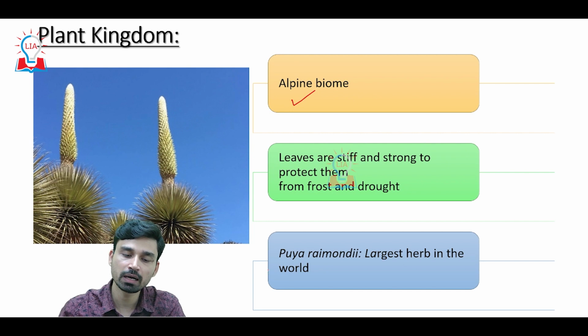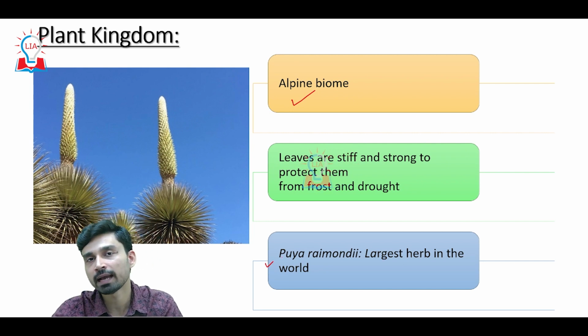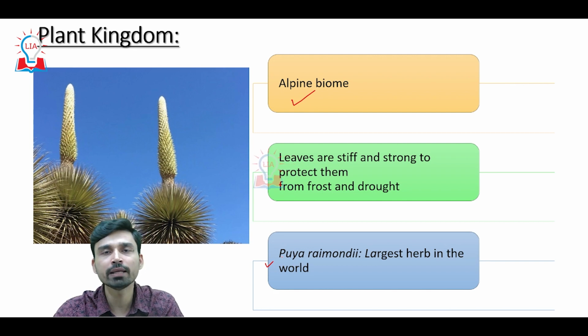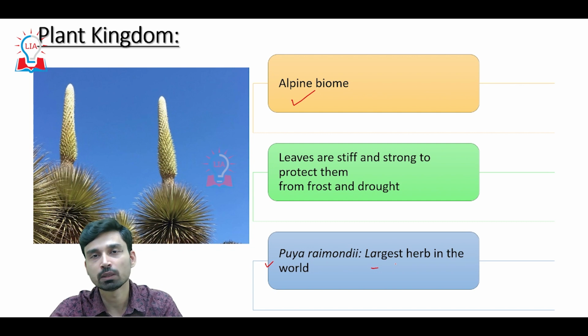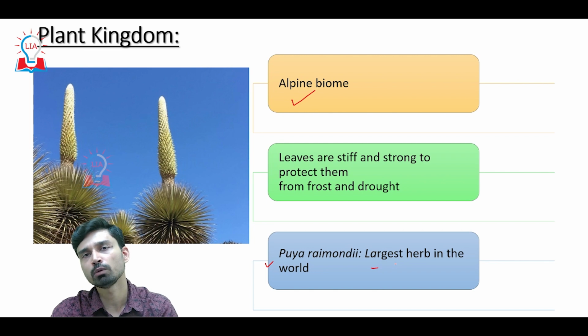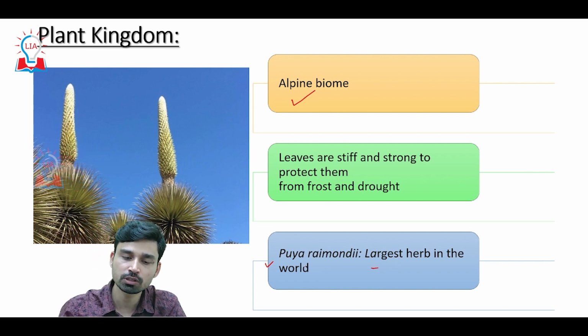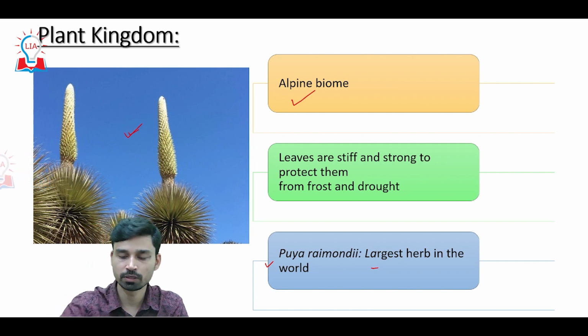One of the most notable plants that you will find in the highland areas of South America is what we call Puya raimondii. Puya raimondii is also very unique because it is considered the largest herb in the world. Plants are classified into different types on the basis of their sizes. So herb is the smallest layer of vegetation, followed by shrub, then dominant vegetation, and then co-dominant vegetation. The largest herb in the world is Puya raimondii, whose picture you can clearly see in the image here.